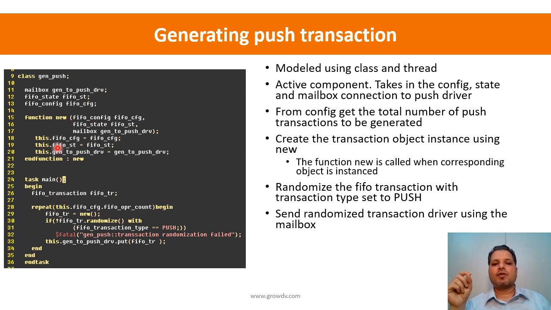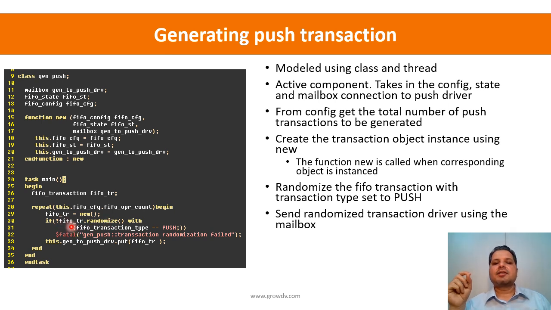So whatever functionality is present within the new function of this particular class would get called when I call new, right? And then if you see, I am calling another function called randomize. So we will look at it a little bit further.